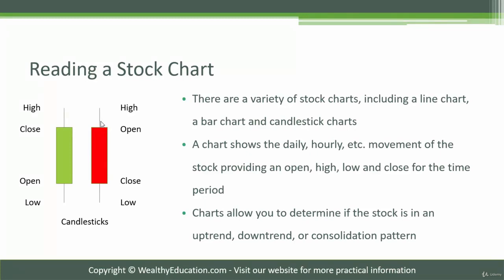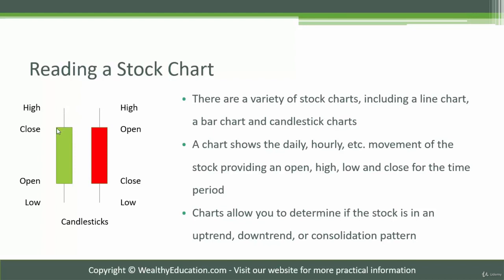You can have a wick on the top and a wick on the bottom of the candlestick. Each of these is a wick. So for our green candlestick, the top point of the wick is the high price for the stock during that time period. And for this example, I'll use a daily time period. So this is the high price for the day.